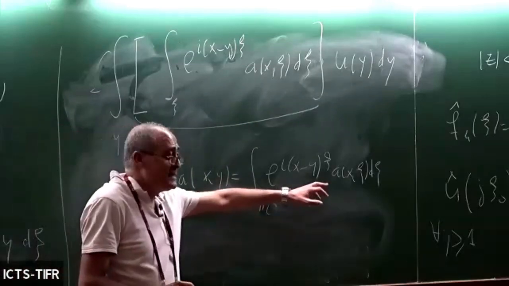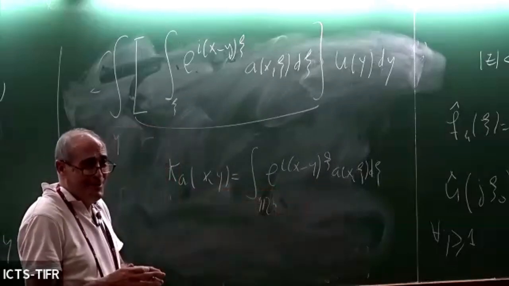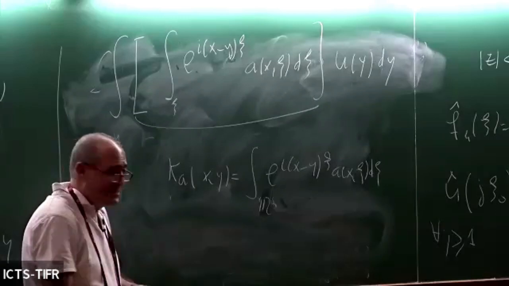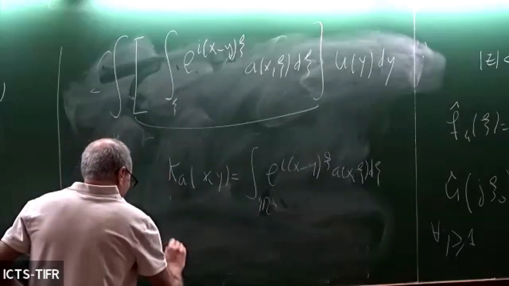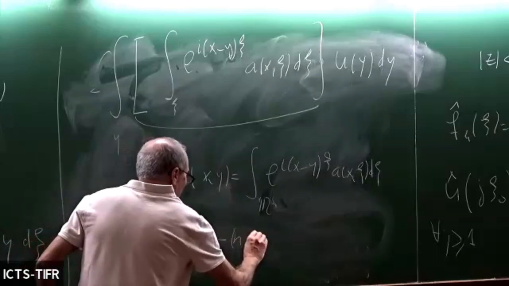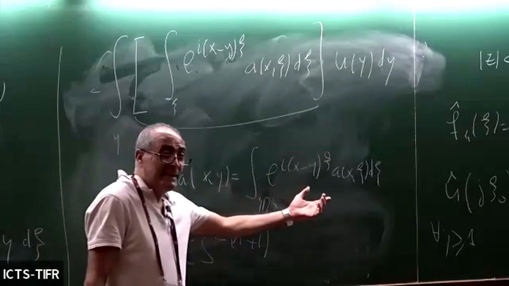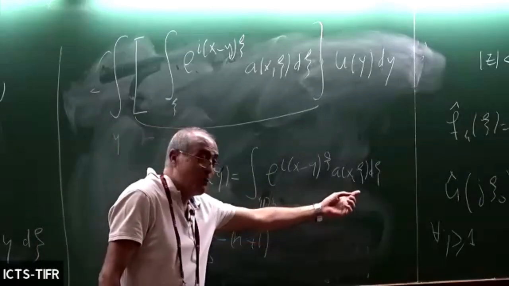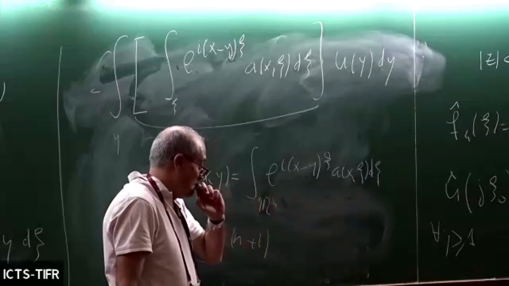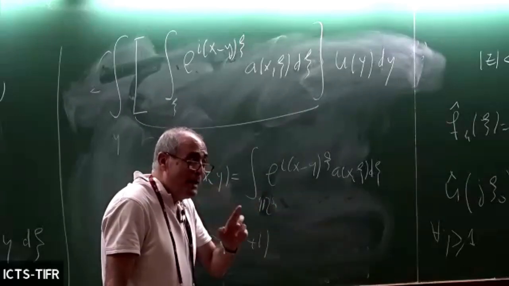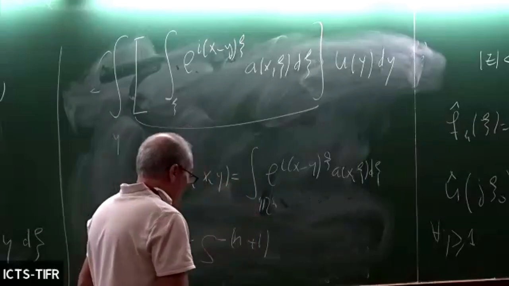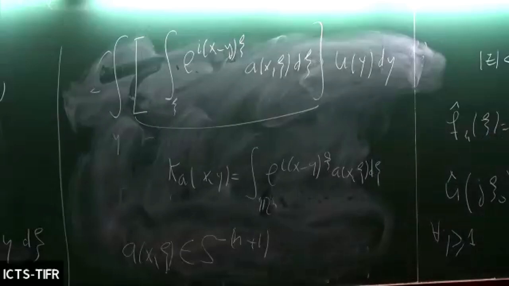Assume, for instance, that your symbol is in a very negative class. You are sure this integral converges. It's integrable with respect to Xi. And apply the Schur lemma. Schur lemma is a classical result that tells you if your kernel is good enough, you act continuously on L2.